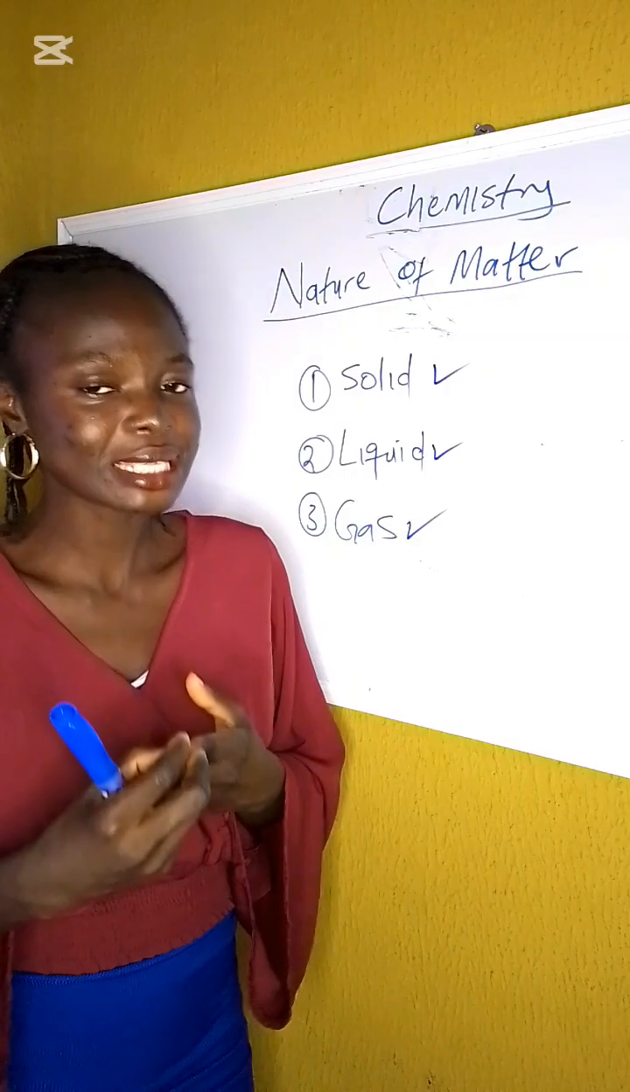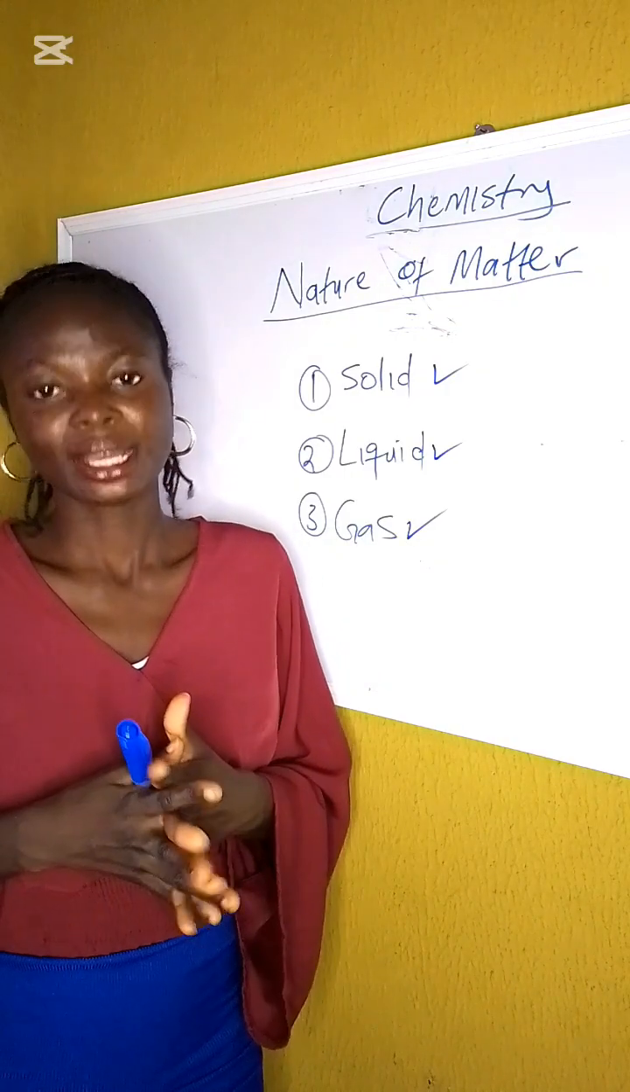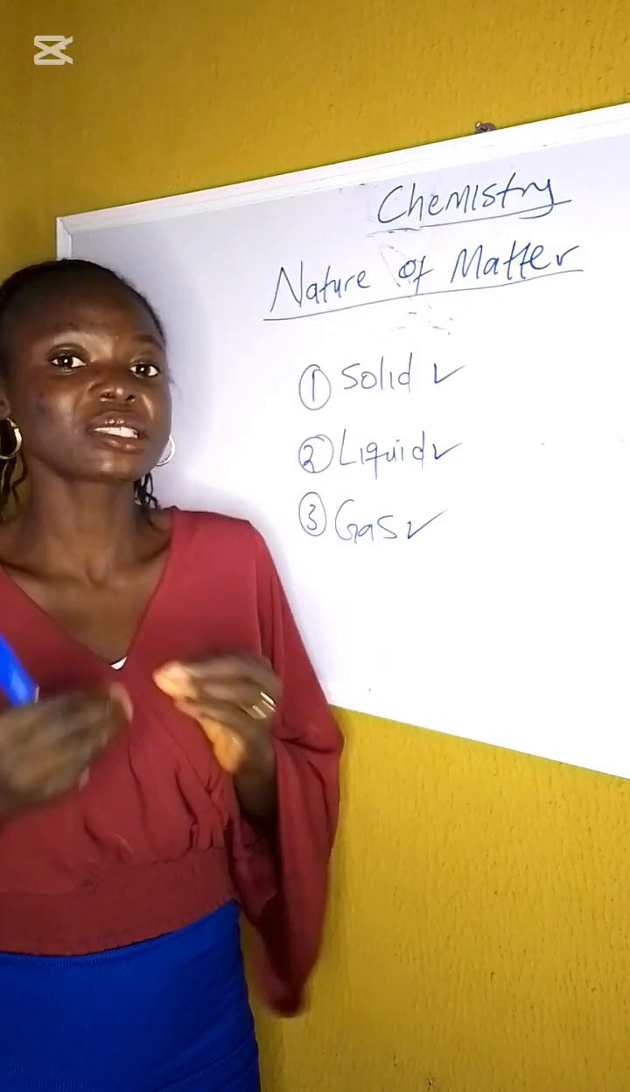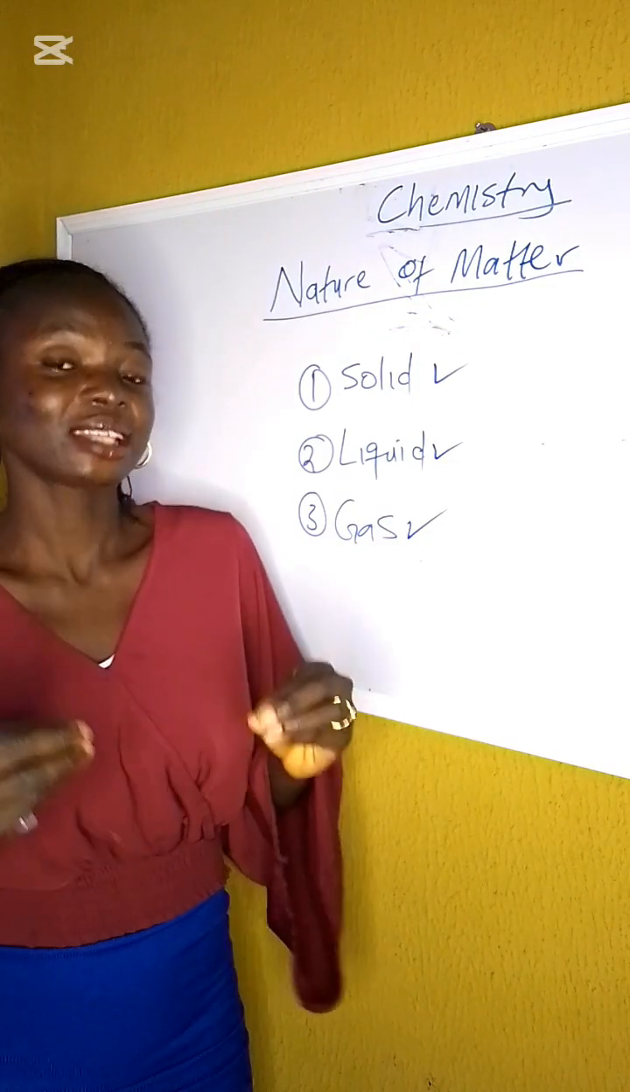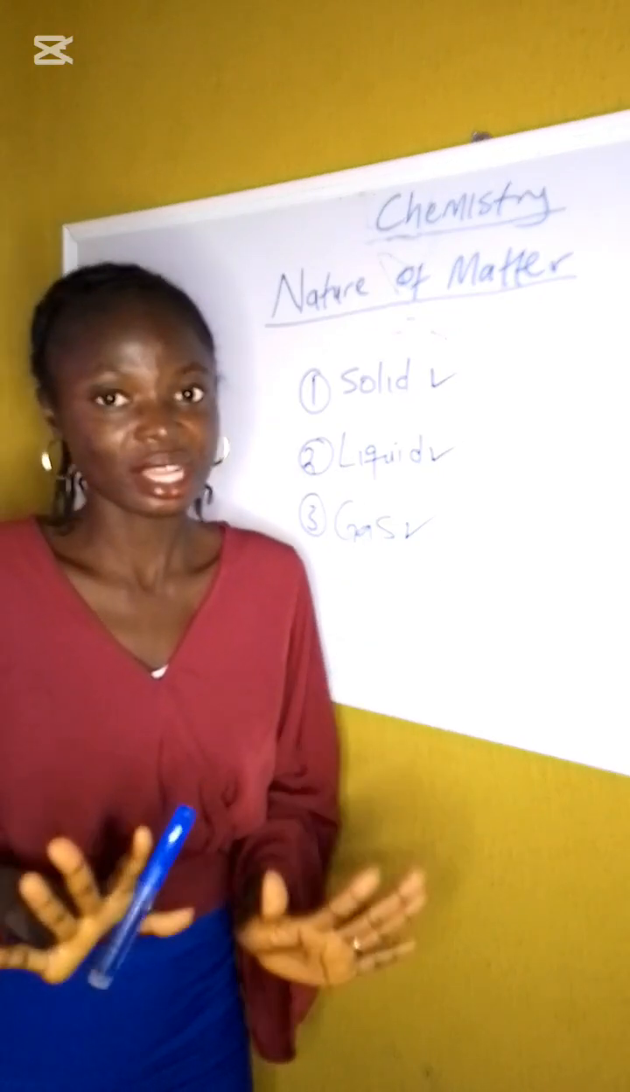Number 4 property is that gases are compressible. Gases are compressible. They can be compressed. You can put 8 kg of gas into 6 kg cylinder. They are compressible. Do you understand that?